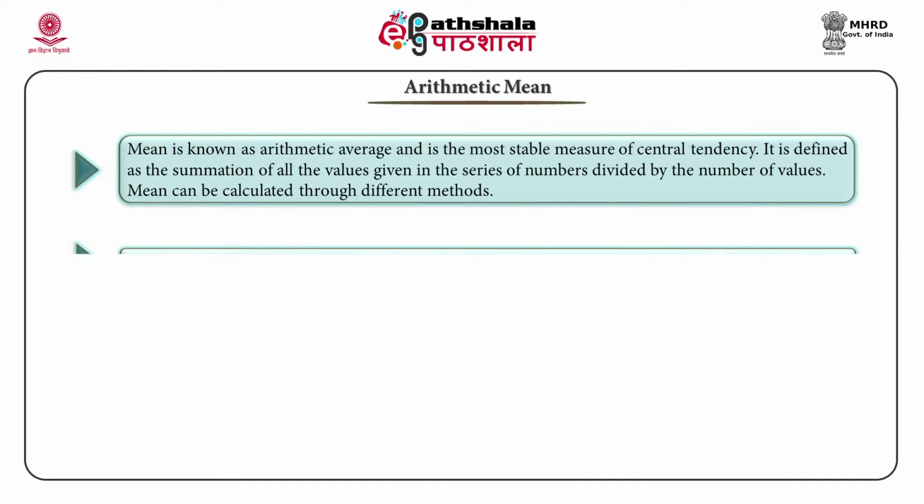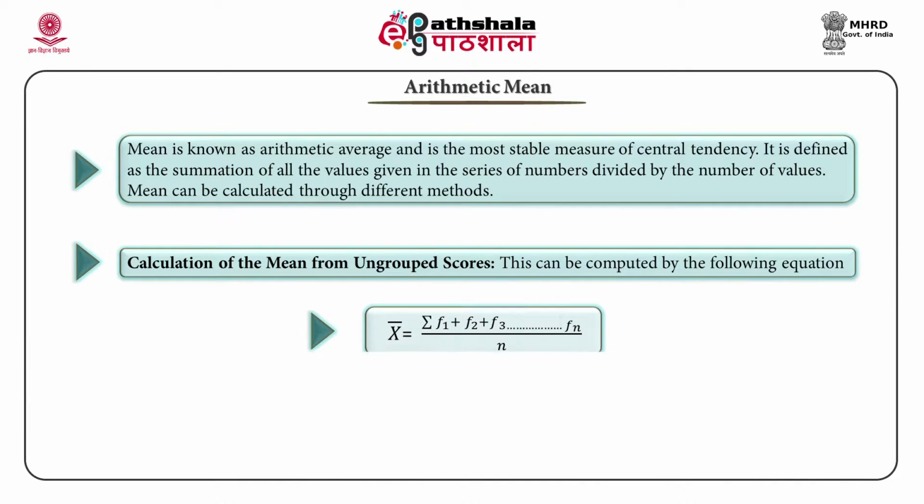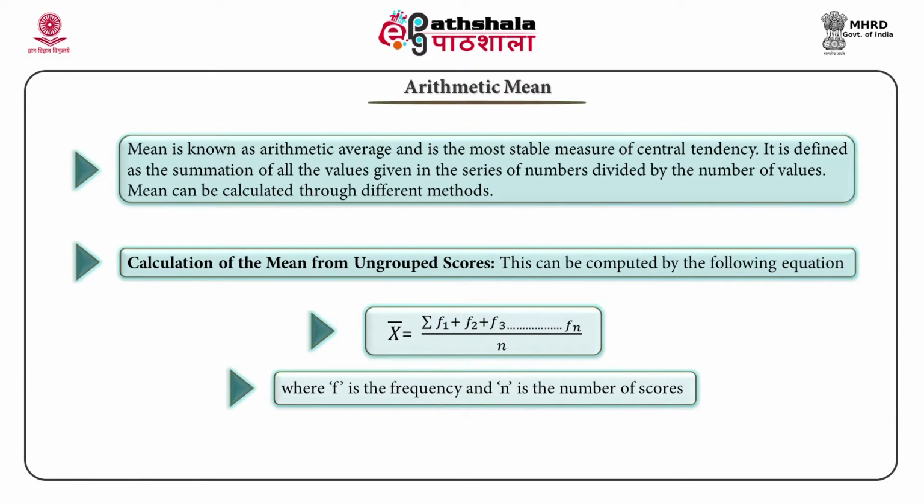First, we calculate the mean from ungrouped scores. This can be computed by the following equation: mean is equal to summation f1 plus f2 plus f3, and we continue till fn, divided by n, where f stands for the frequency and n is the number of scores. This is how we calculate the mean from ungrouped scores.